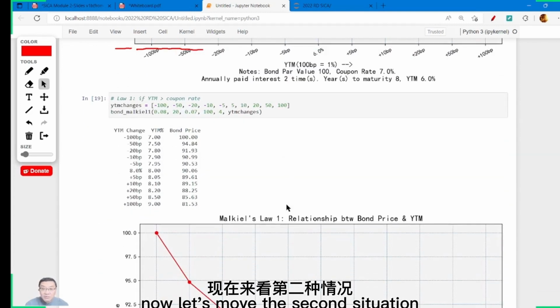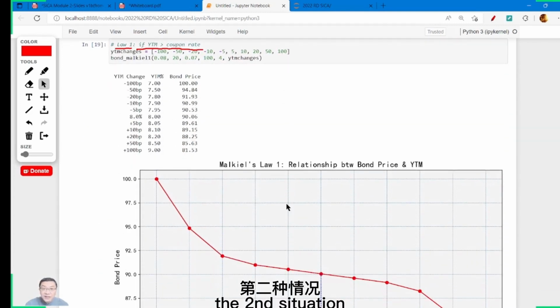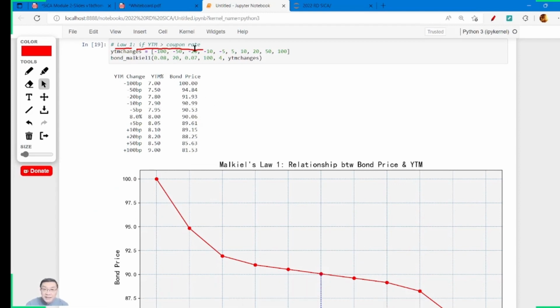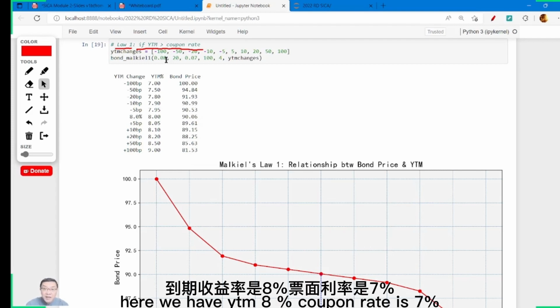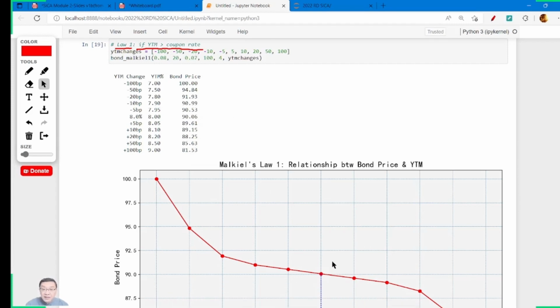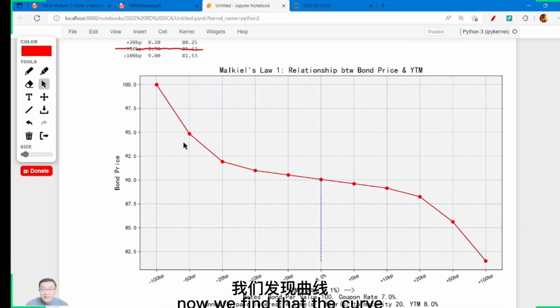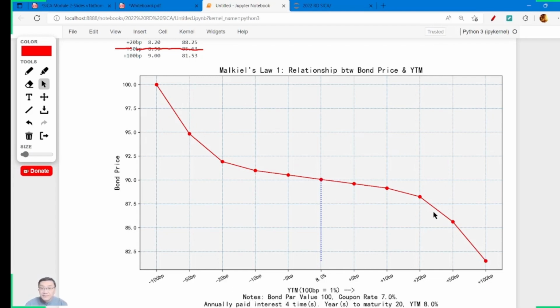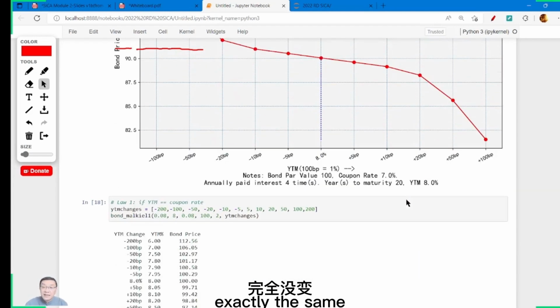Now let's move to the second situation. For law number 1, YTM is bigger than coupon rate. Here we have YTM 8%, coupon rate is 7%. So the relationship between the two is that YTM is bigger. And we find that the curve does not change much, the conclusion of law number 1 still holds, exactly the same.